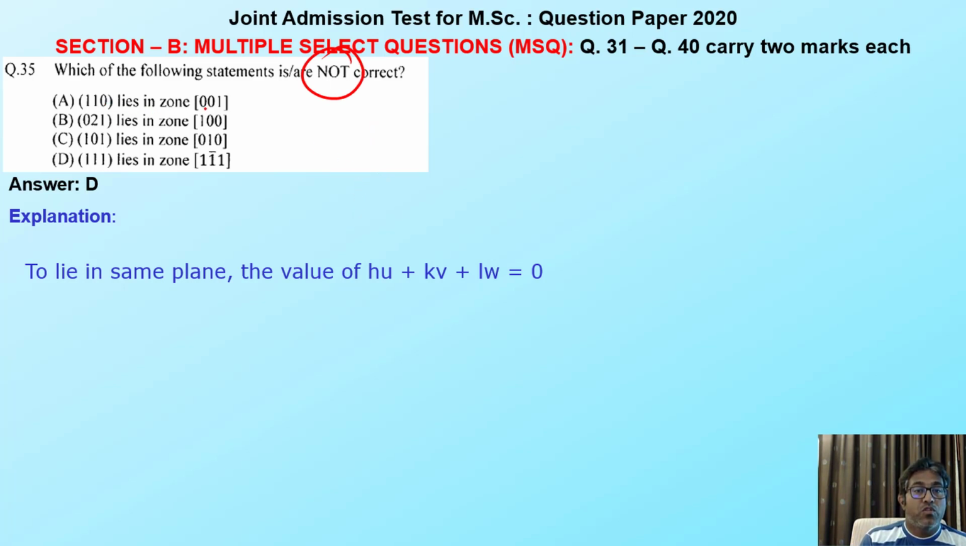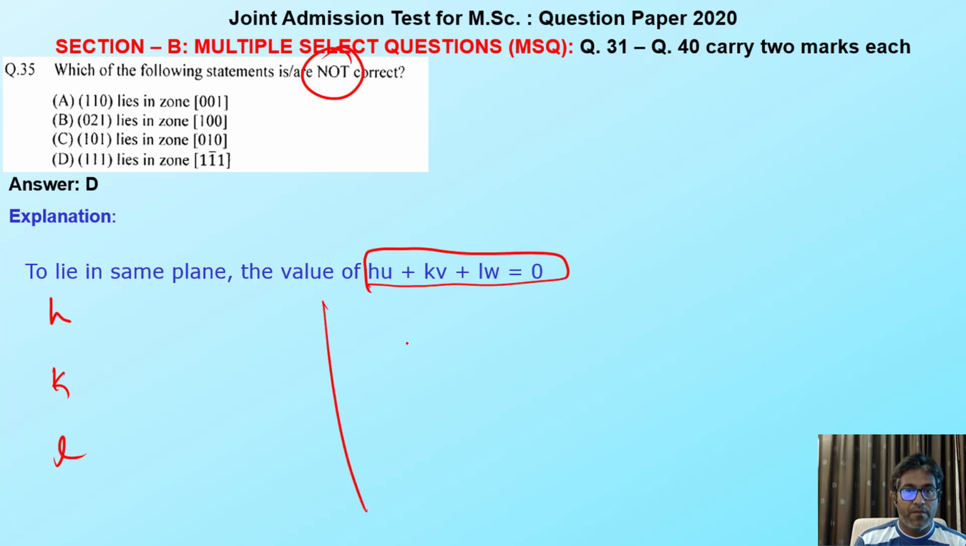110 lies in zone 010. If any plane lies in another zone, it should satisfy the zone formula. So we have H K L, then we have U V W, and then we should have HU plus KV plus LW equal to 0.